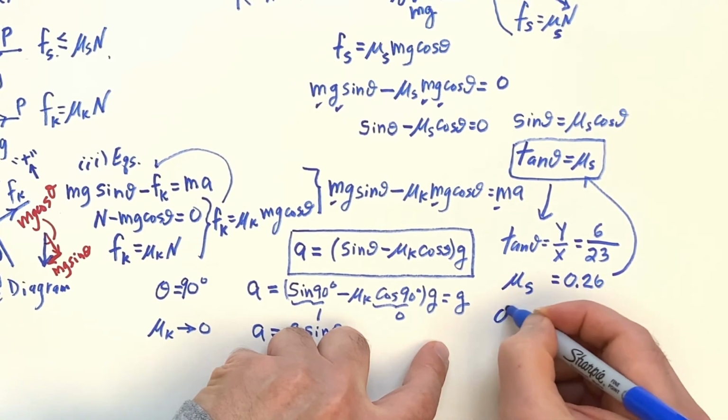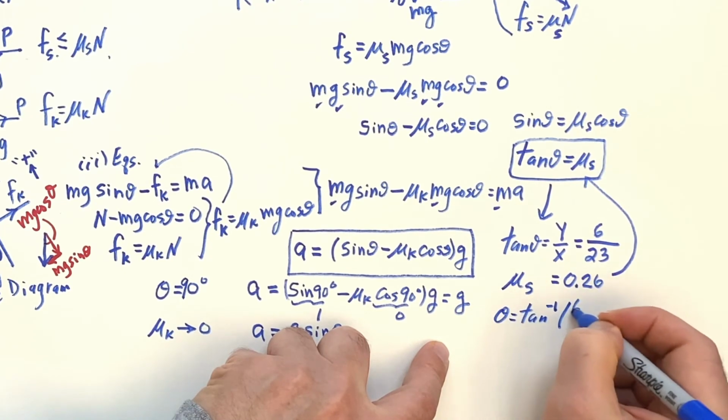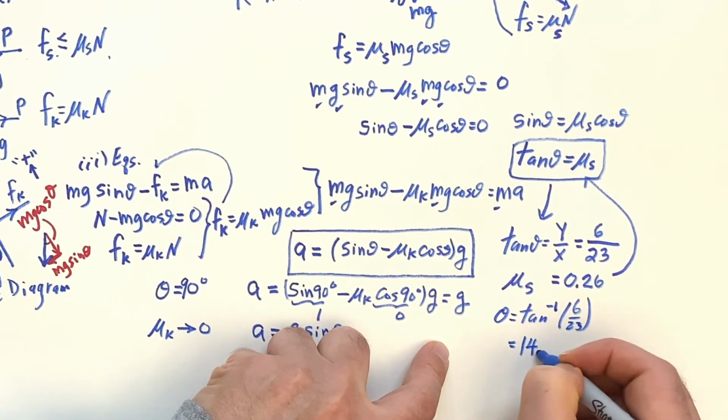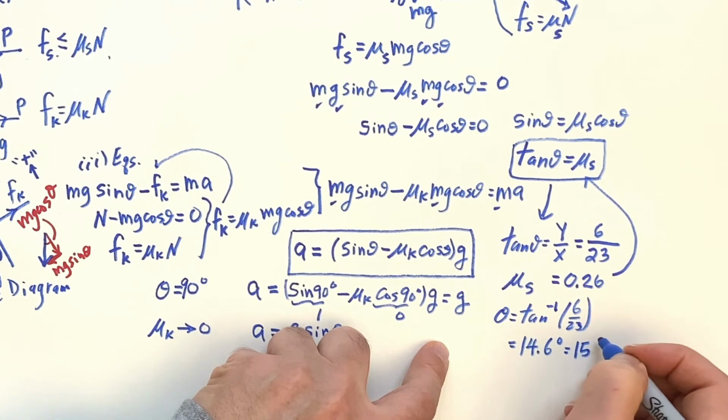Now, if you want the angle, that's easy to get. That's the arctangent of 6 over 23. And that comes out to be 14.6 degrees. I'll go with 2 significant figures, 15 degrees. Nice.